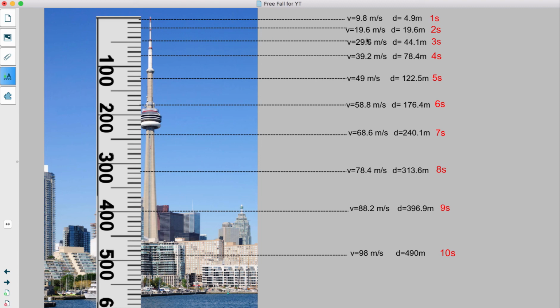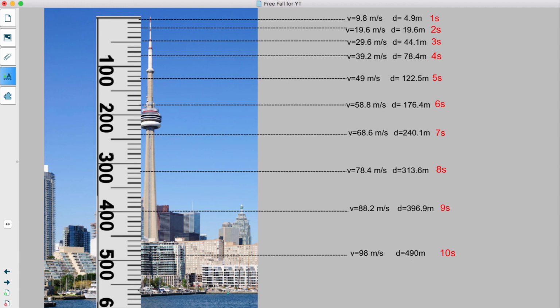And then we can obviously see the linear increase in speed. You're getting faster by 9.8 meters per second every second. But the distance that you've fallen is the exponential. You'll notice by the spacing of the lines that it is getting substantially larger for each second of free fall. So if you were in free fall for 10 seconds, you've fallen a total of 490 meters, and you'll be going 98 meters per second.